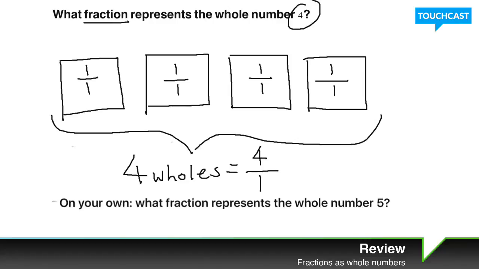Now, I want you to take a look at this on your own. On your own, what fraction represents the whole number 5? So I'm going to have you pause the video and type in the answer.